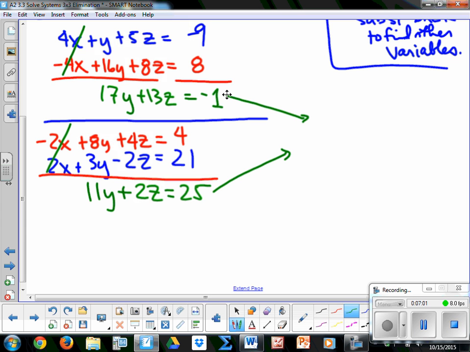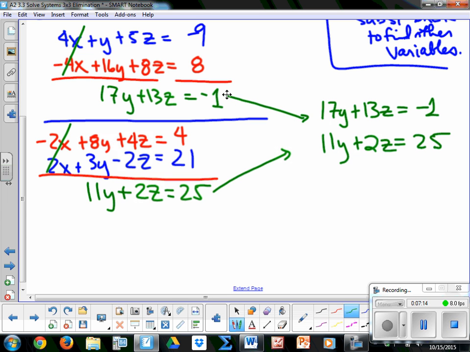Okay. So I have 17y plus 13z equals -1. 11y plus 2z equals 25. Now this becomes a problem like we've done before. Okay, I have two equations, two unknowns. I need to solve the system. You can use whatever method you want now. It's just probably what you're going to end up using is elimination again.